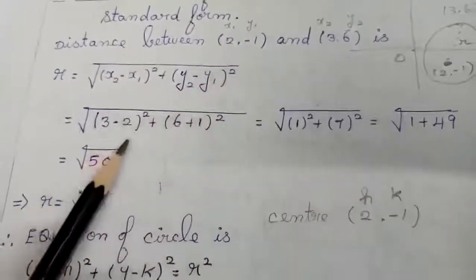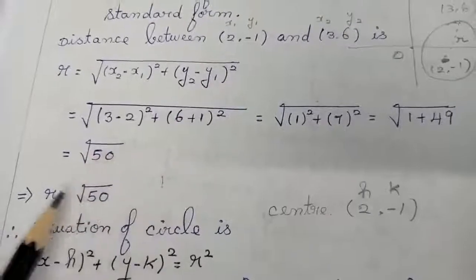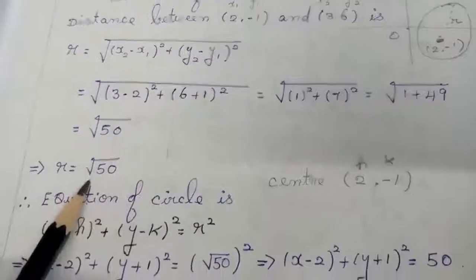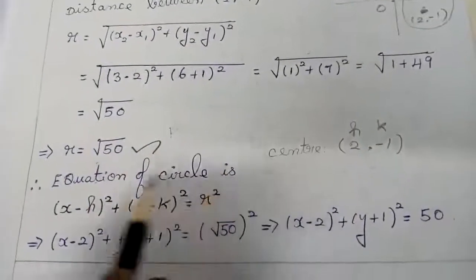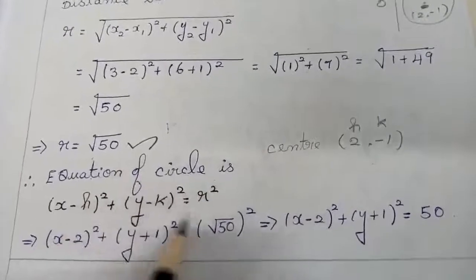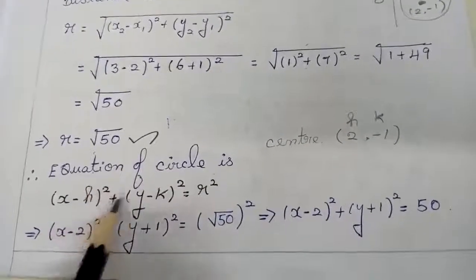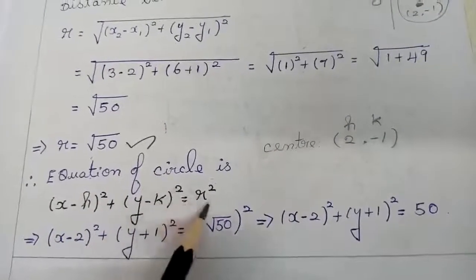Just substitute the values here, students. You will get the answer as root 50. Understand properly, first I am finding the radius. After finding the radius, what I am going to do is use the equation of circle, this is a formula: (x minus h) the whole square plus (y minus k) the whole square equal to r square.